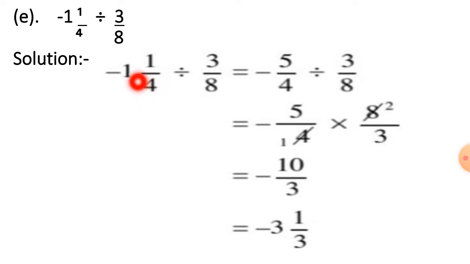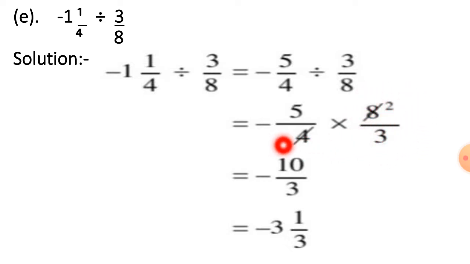4 ones are 4, and we are going to add 1, so it will become 5 over 4, and the division sign and the same 3 over 8 are there. Now we are going to change the division sign into multiplication. 5 over 4 multiplied by the reciprocal: the denominator will go to the numerator and the numerator will come in the denominator. It becomes 8 over 3.